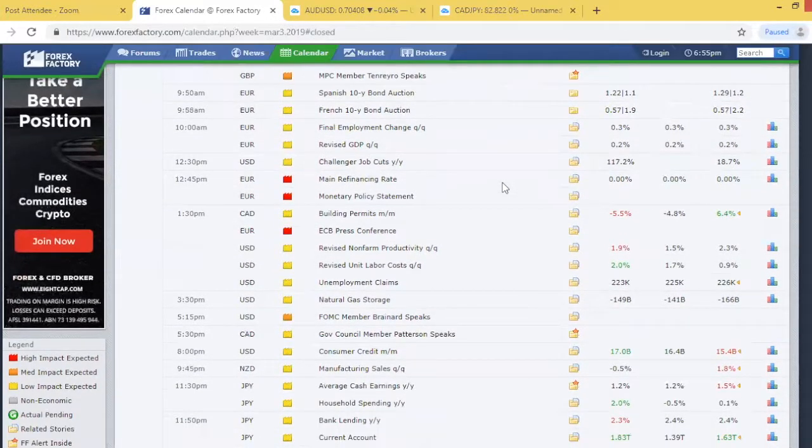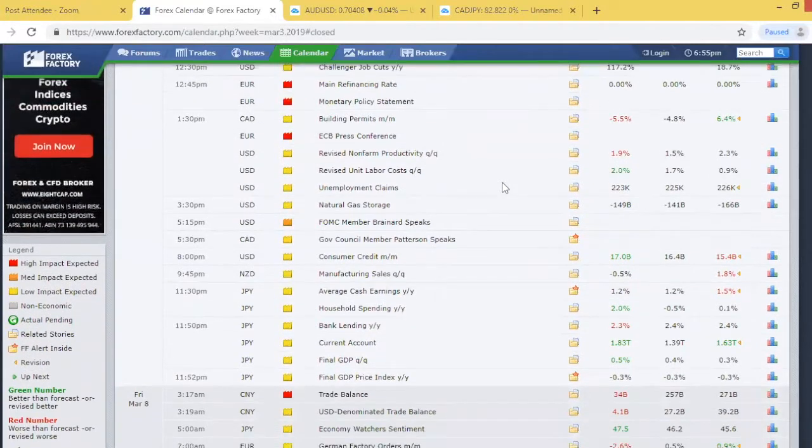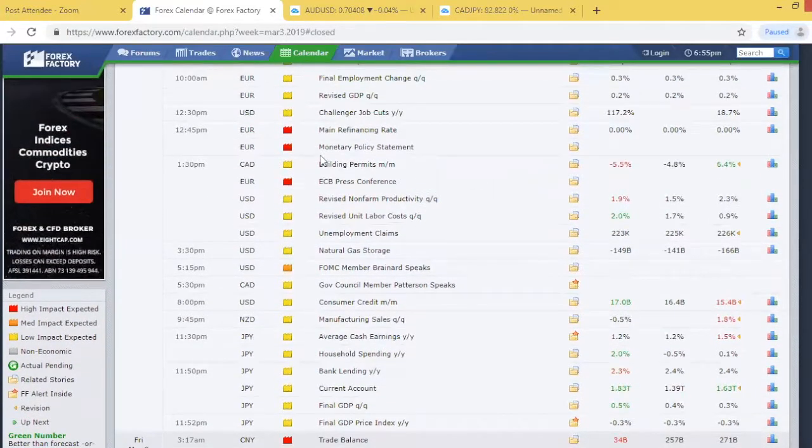So again, guys, this was a big one. On Thursday afternoon, we had the main refinancing rate for the European economy, for the European Central Bank. And guys, we weren't expecting this to change. This was expected to stay at 0% and is expected to stay at 0% for a long time. What our attention was brought to was the monetary policy.